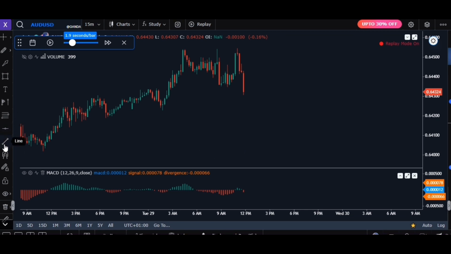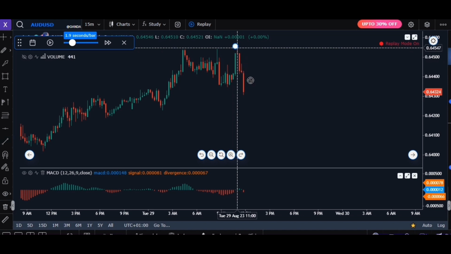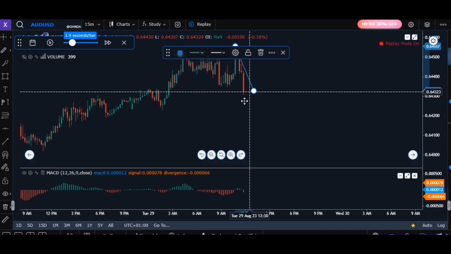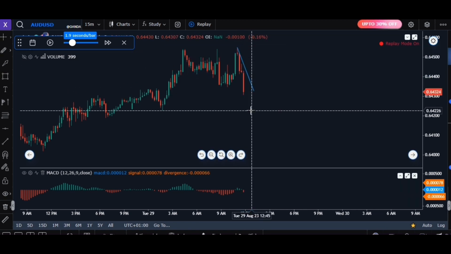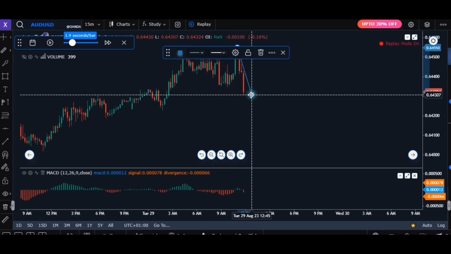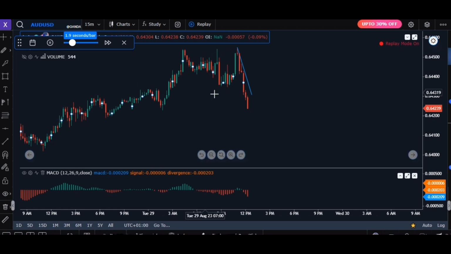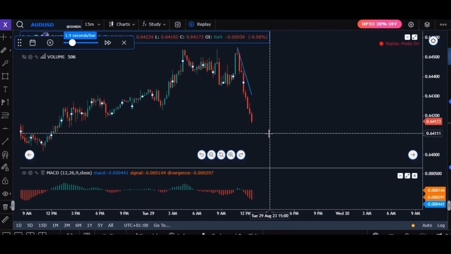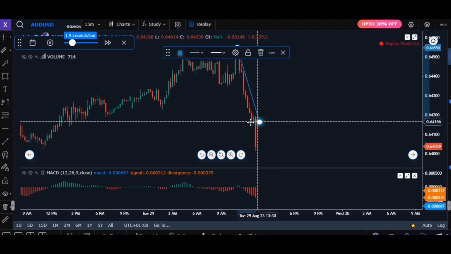So I'll draw my trend lines, and I think it's going down, so it's giving us a bearish signal. Draw a trend line and then follow the market. So let's see how it goes. Okay, market is moving down, still going down, still bearish. Okay, so it has a rejection here.